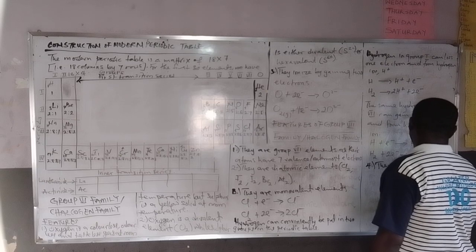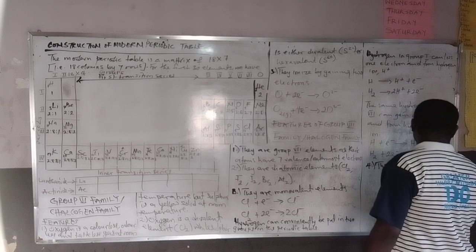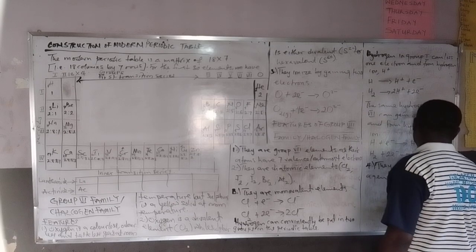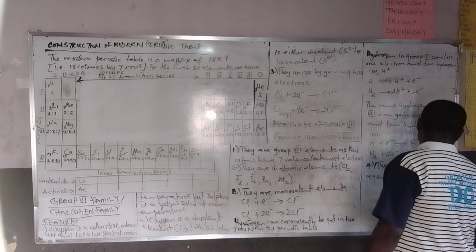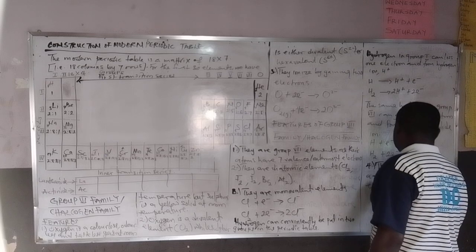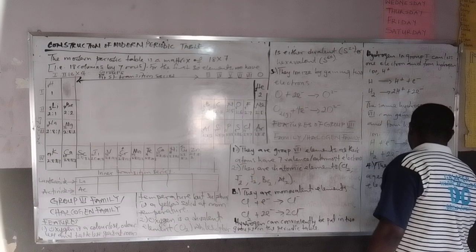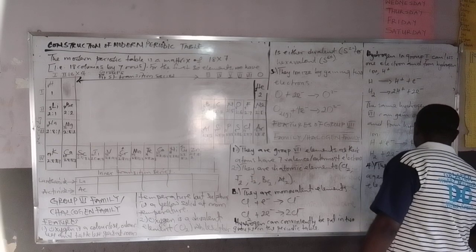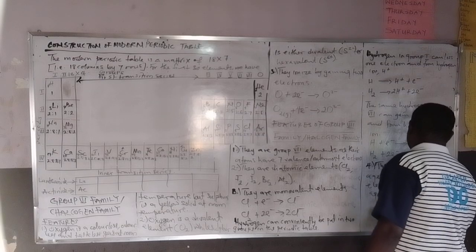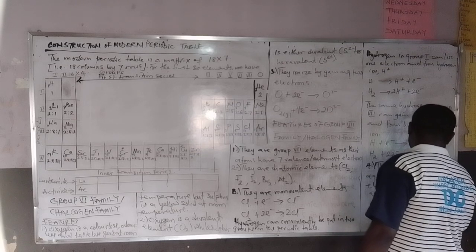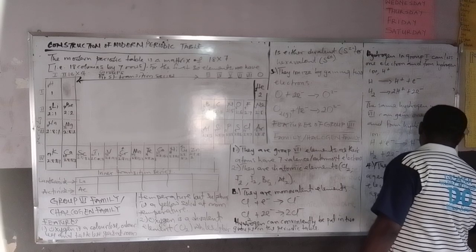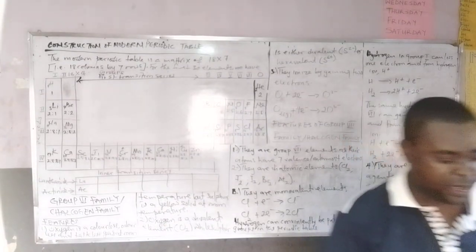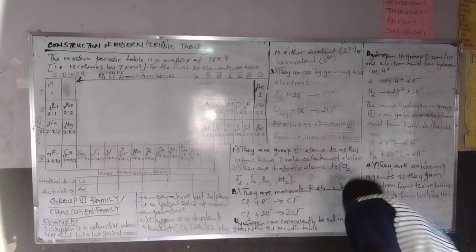So point number 4 on halogens is that they are oxidizing agents. They are oxidizing agents as they gain electrons from the reducing agent to form the halide ion. So take note of that. Lastly, let's talk about noble gases.